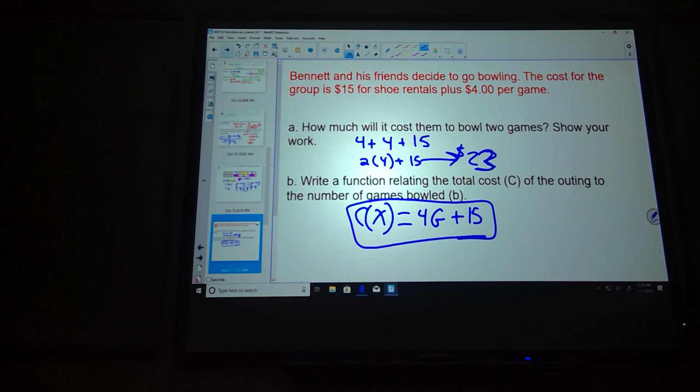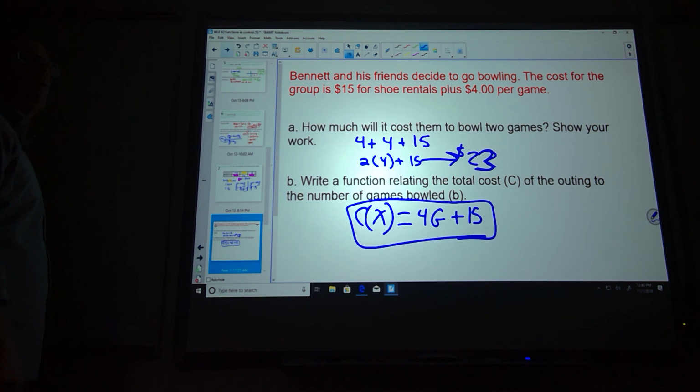So the more games you bowl, the less your average cost per game would be. Does that make sense? Because the first game cost you 19. If you played 2 games, it cost you 23. That means it went from $19 for 1 game to 23 for 2 games, so that's $11.50 a game. And 3 games is 27, so that's $9 a game. So the more you bowl, the less per game it would cost you. Even though it still costs you $4 per game, you have that $15 over your head. So if you were going to go bowling, you probably don't want to just bowl 1 game, right?